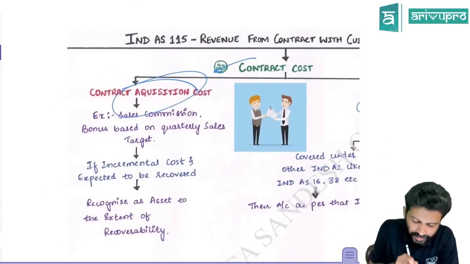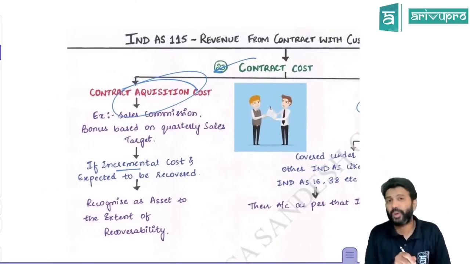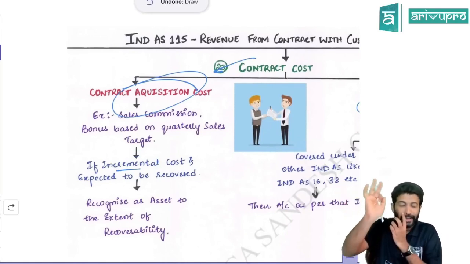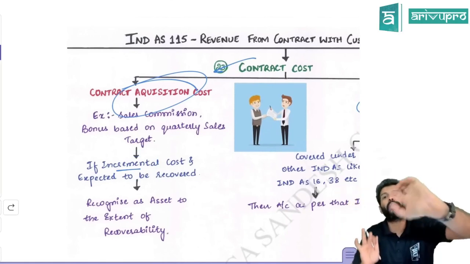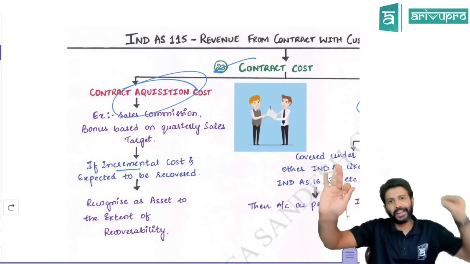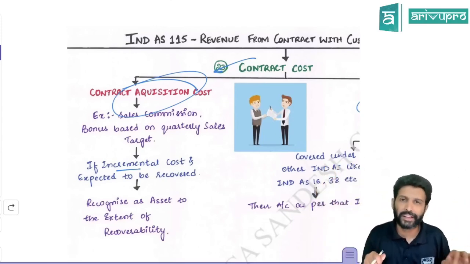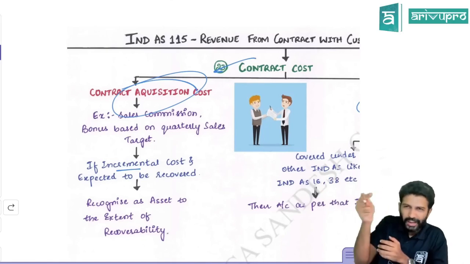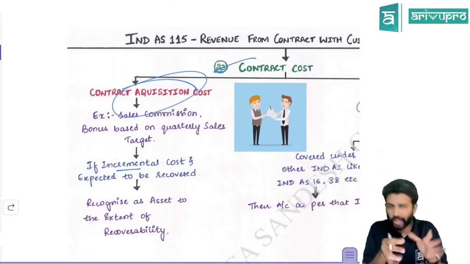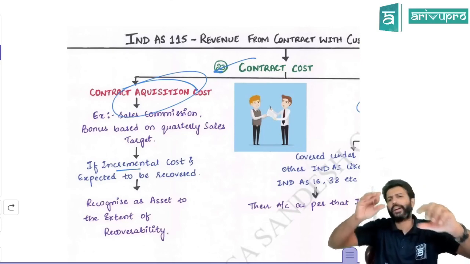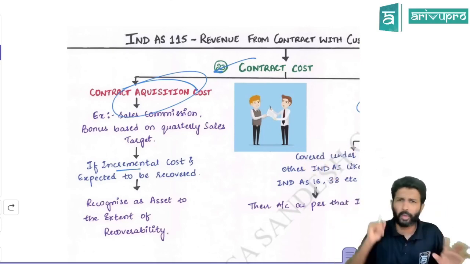IND AS 115 says, if this contract acquisition cost is an incremental cost, meaning those costs which come only due to the contract. If the contract is there, this cost will also be there. If the contract is not there, then this cost will also not be there. That's what we mean by incremental. Only because of this contract, this cost has come. That's true in the case of brokerage. Only because you have signed a contract, you are paying brokerage to the broker.